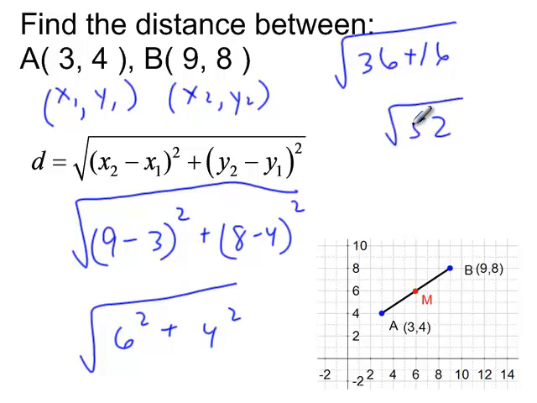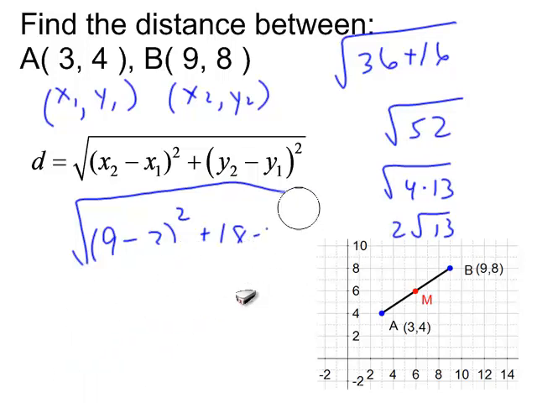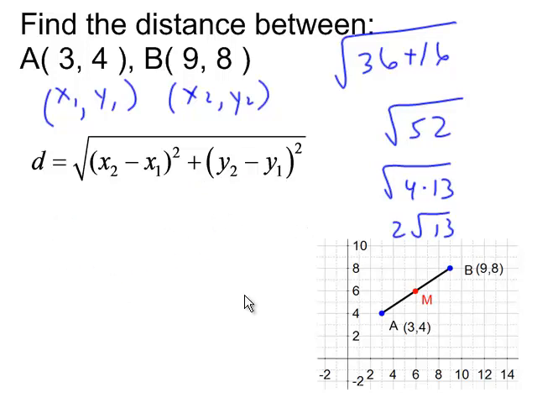That's 52. Well, that's 4 times 13. I'm starting to run out of space. So that's going to be 2 radical 13. Okay, so now that we have that result, let me erase this and make some space. So if you have 2 radical 13, that's their distance, and that's approximately 7.21.